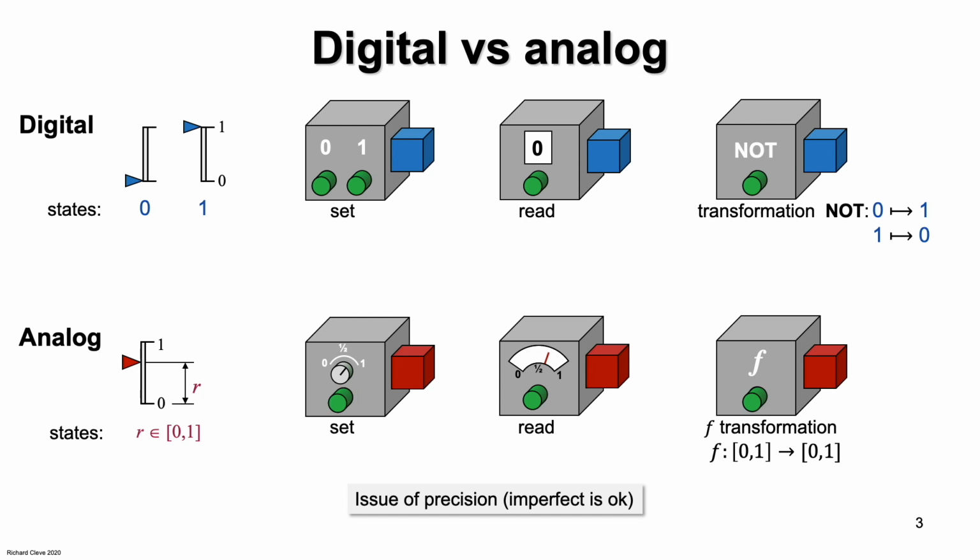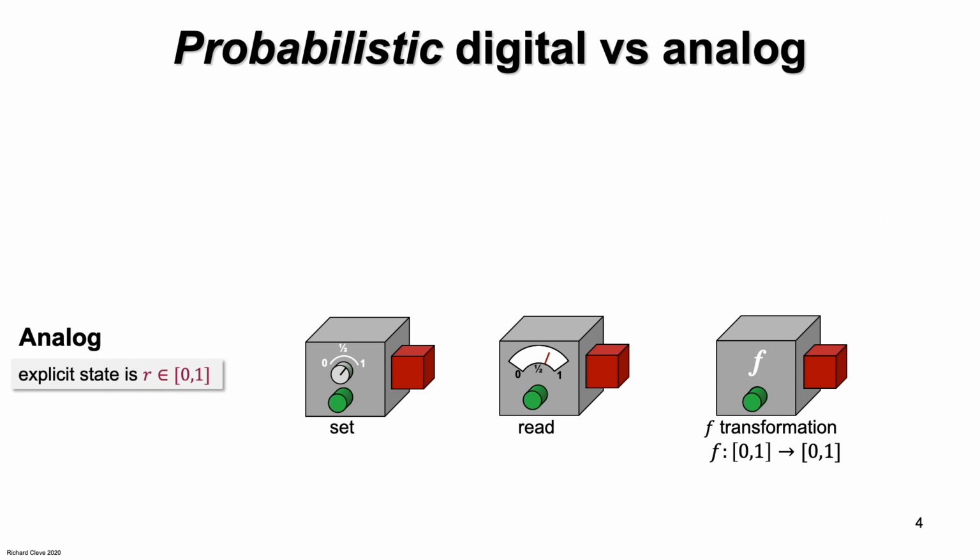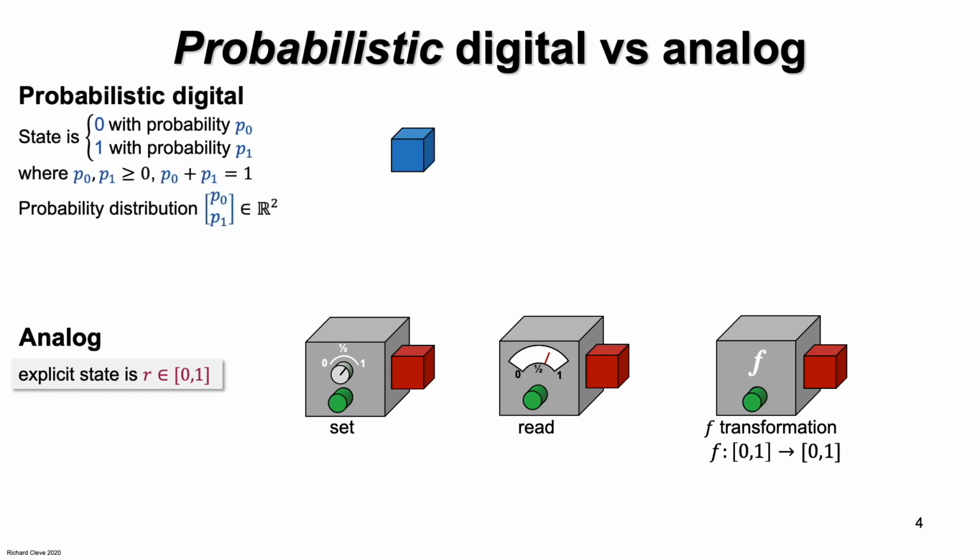Before considering quantum bits, let's introduce randomness into our notion of a bit. Let's call this probabilistic digital. Suppose that the state of our bit is the result of some random process. So there's a probability that the system is in state 0 and a probability that it's in state 1. Of course, the probabilities are greater than or equal to 0, and they sum to 1. Let's put aside the question of what probabilities really mean. I'm going to assume that you already have some understanding of this.